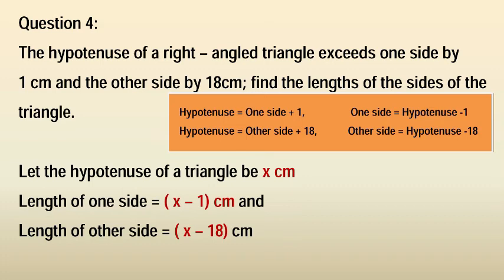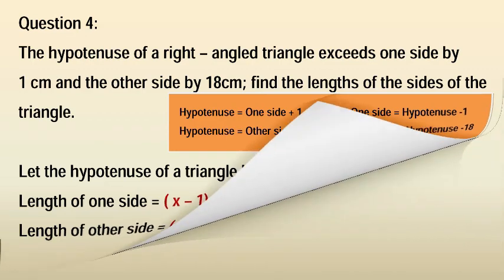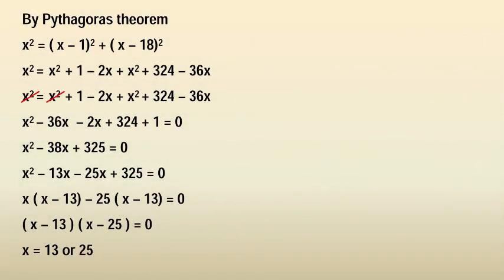So with the clue box, what did we come to know? That if we know the measure of hypotenuse, it is easy to find the measure of other two sides. So proceed in such a way that let the hypotenuse of a triangle be equal to x, then length of one side will be x minus 1 and the other side will be x minus 18. As we did in the earlier problem, consider the Pythagoras theorem. x square is equal to x minus 1 whole square plus x minus 18 whole square. Substitute the values, find out the value of x as 13 or 25.